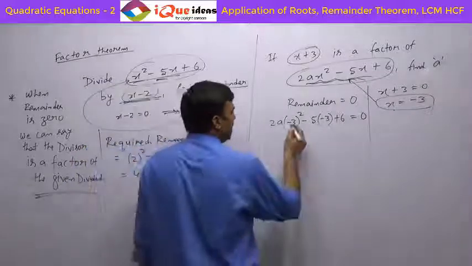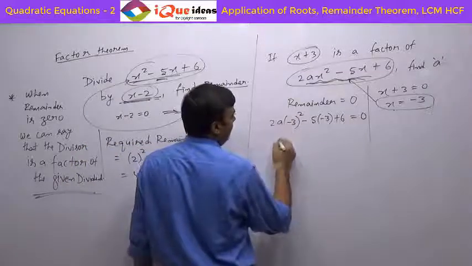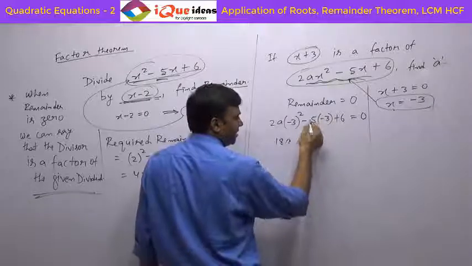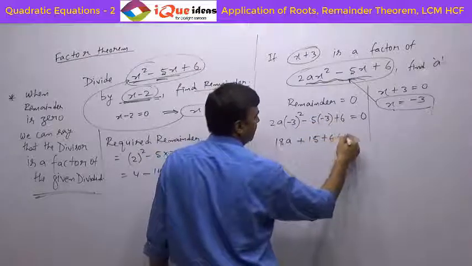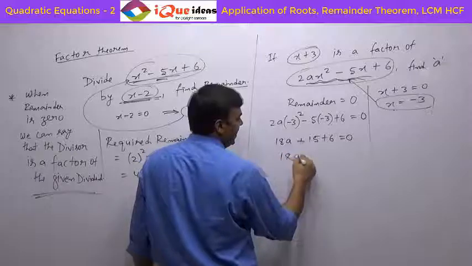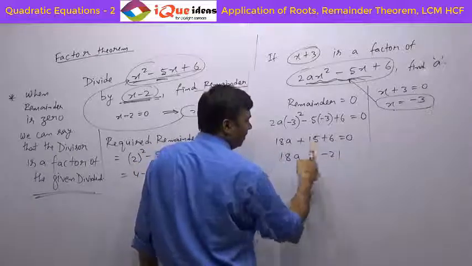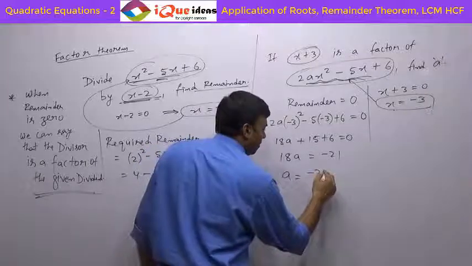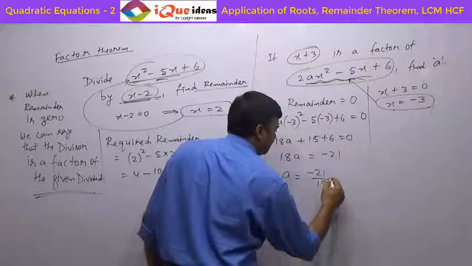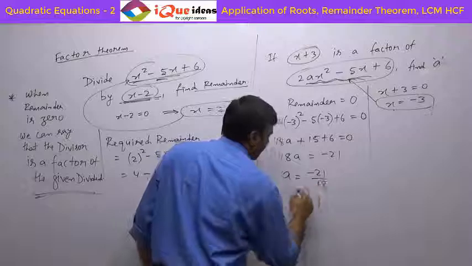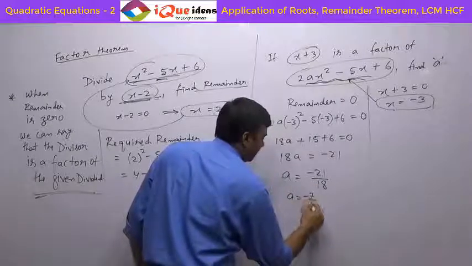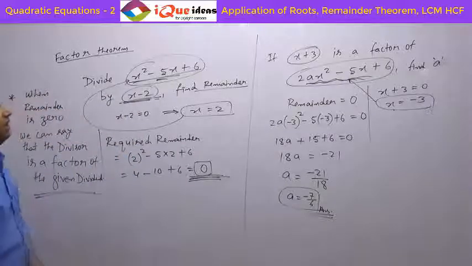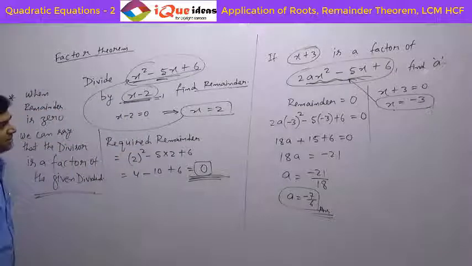Now, simplify this. Minus 3 square is 9. So, 2a into 9 is 18a plus, because minus into minus is plus, 5 into 3 is 15 plus 6, that is equal to 0. So, we have 18a equal to minus 21. 15 plus 6 is 21, goes to the other side, becomes minus 21. So, a is equal to minus 21 upon 18. If you divide by 3, it is a equal to minus 7 by 6. So, this is the answer of this question. This is how the questions on factor theorem can be asked.